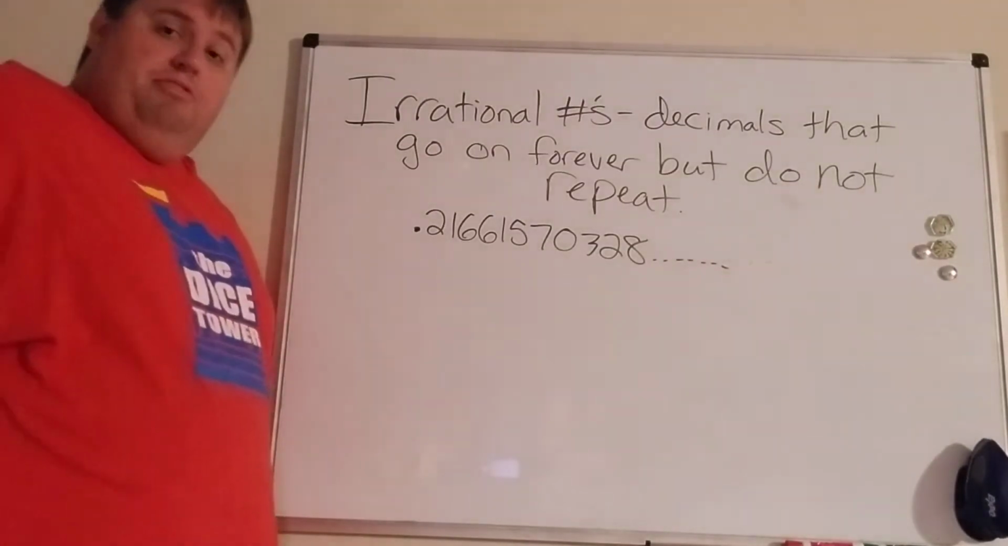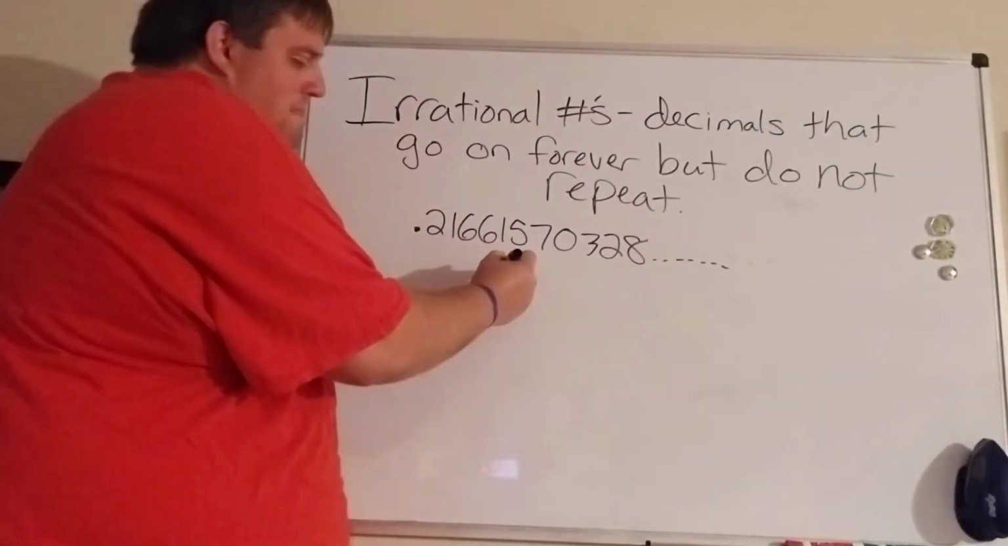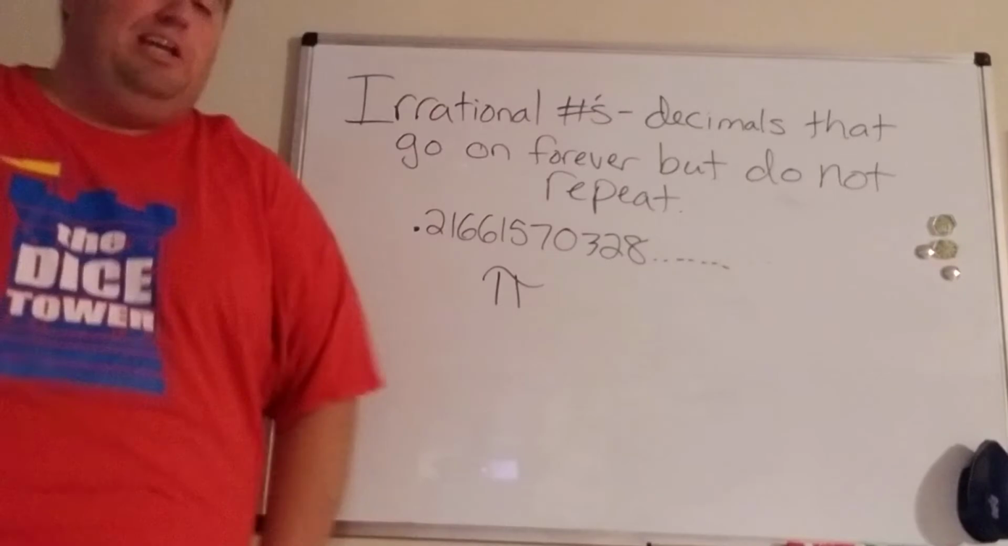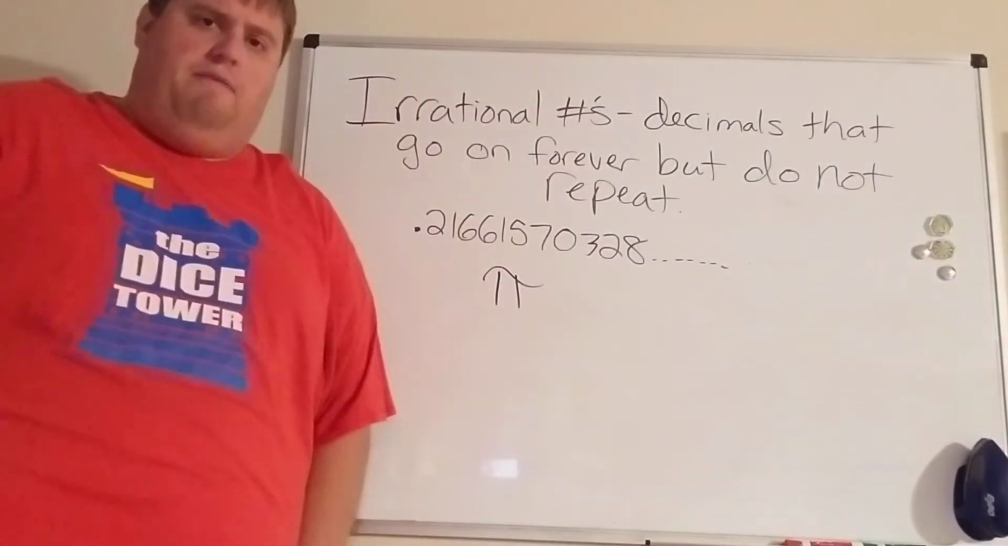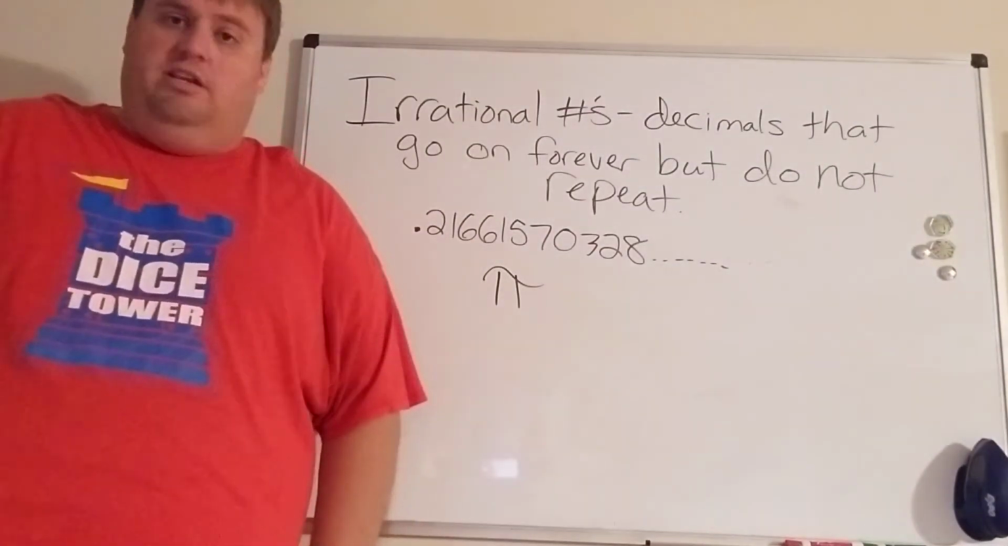You probably are thinking the most famous irrational number, I would assume, is the number pi, right? Which is approximately 3.141592653, blah, blah, blah. It keeps going on forever. That's why it's irrational. We can't write that as a fraction.